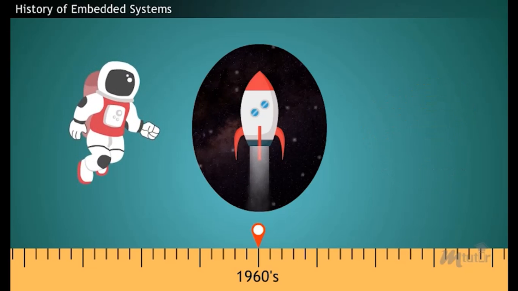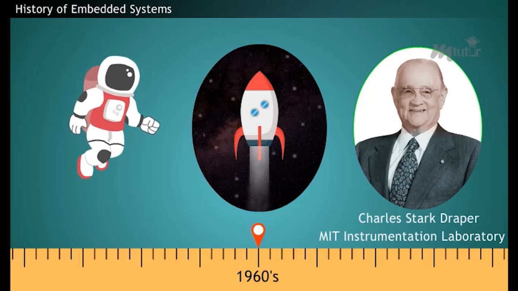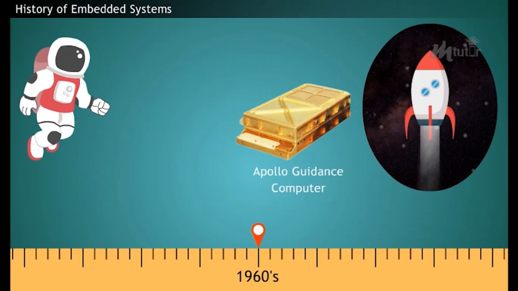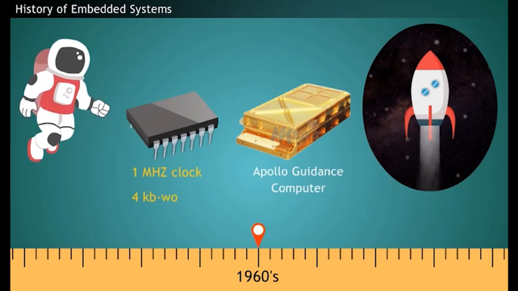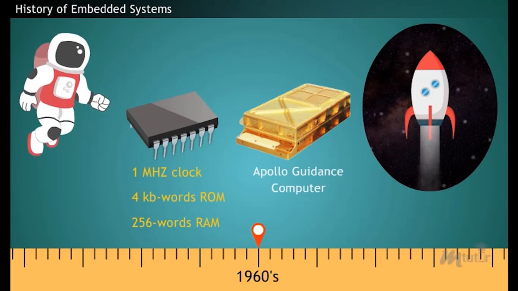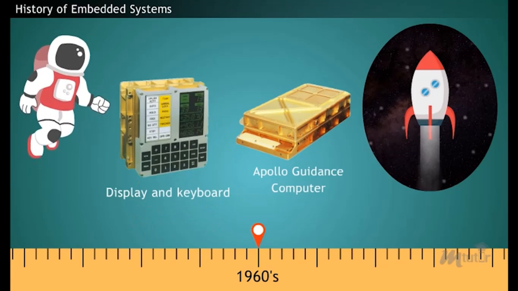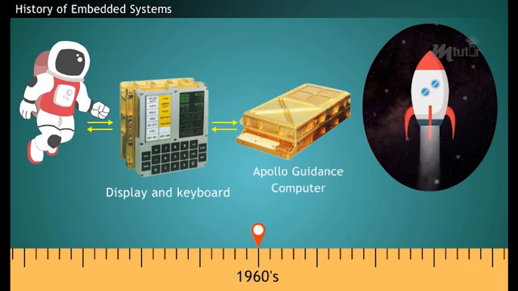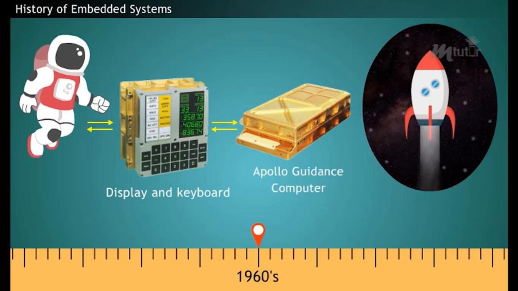The project was developed by Charles Stark Draper at the MIT Instrumentation Laboratory. This is the Apollo guidance computer, and it was the first computer to use integrated circuits, with a 1 MHz clock, 4 kilobytes words of read-only memory, and 256 words of random access memory. This is the user interface, which has a 7-segment display unit with a keyboard. It acts as a communication bridge between the astronaut and the computer. It allowed the astronauts to input their commands numerically.